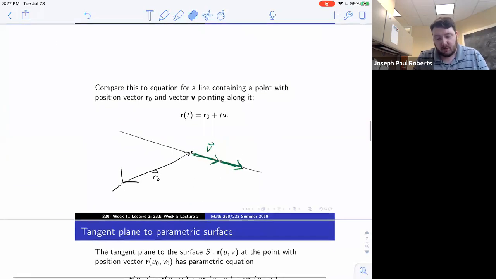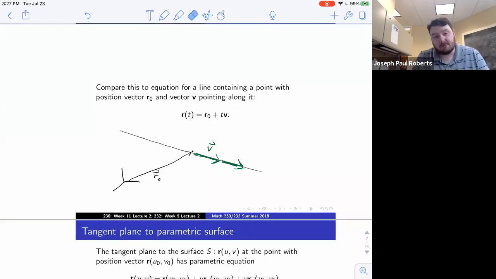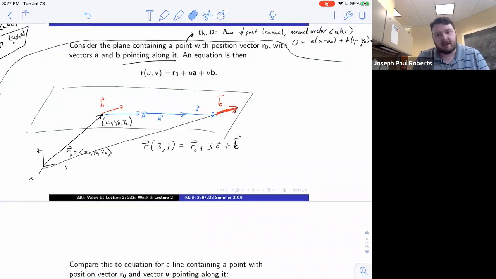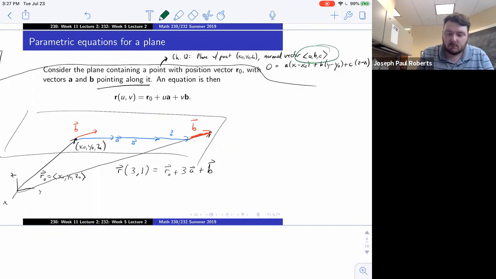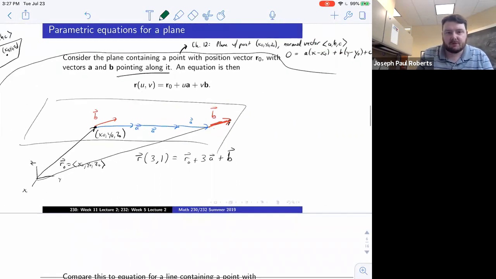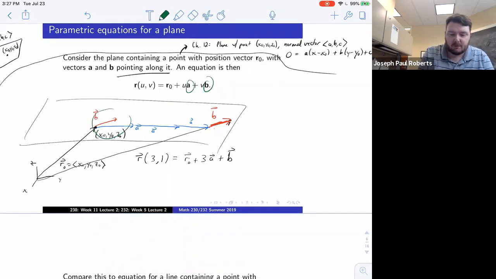So the parametric equation for a plane and the parametric equation for a line look very similar. It's just that a line only has one direction. A plane has two linearly independent directions. That's the language from Math 220. But yeah, that's the idea. So for a plane equation, back in chapter 12, you need to know the perpendicular direction. But for parametric, you need two directions that point along the plane.